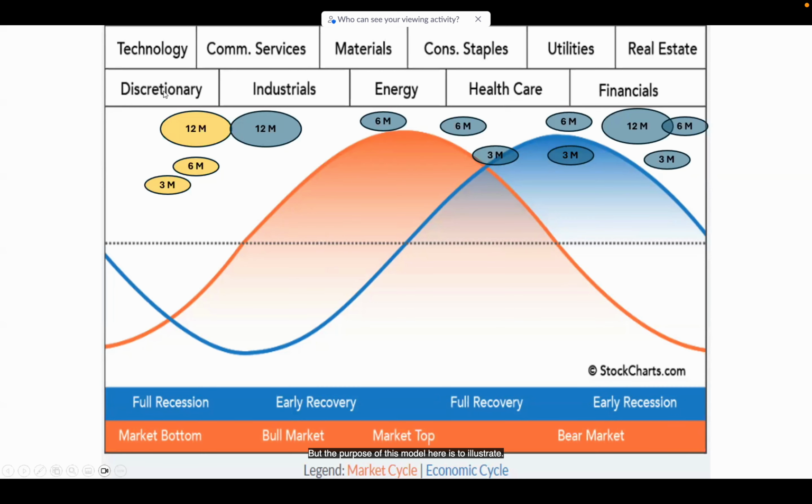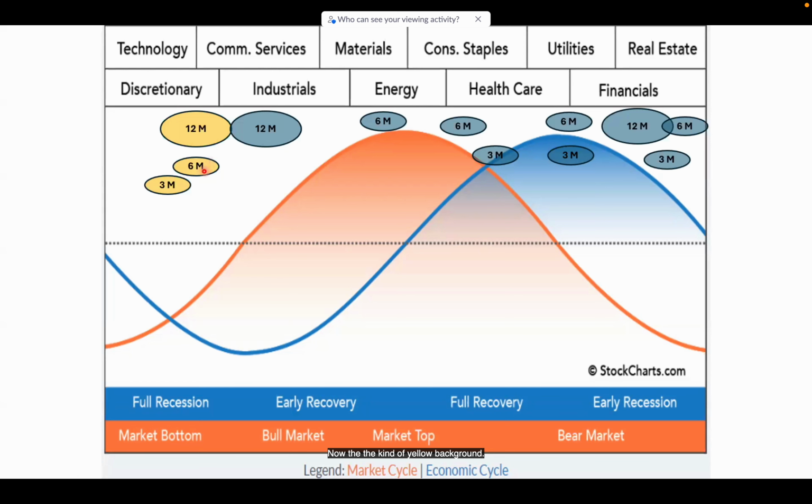But the purpose of this model here is to illustrate that during the different stages of the economic and market cycle, we would expect to see different sectors showing relative outperformance during each of these stages. And just like we would look at the asset classes and see that each of the asset classes has this different type of performance during different stages, the same thing is true here as well.